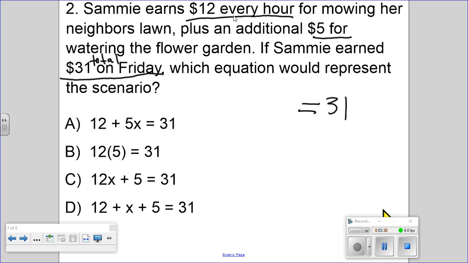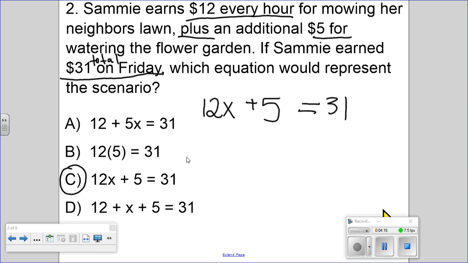So, because I don't know how many hours Sammy worked, I'm going to use a letter to represent the number of hours. I'm going to use the letter X, but I could also use a variable like H for hours. So if she earns $12 for every hour, that's like 12 times the number of hours, or 12 times X, which could just be written as 12X. But she also made plus an additional $5 for watering the garden. So not only does she get $12 for every hour she works mowing the lawn, she also gets an extra $5 for watering the flowers in the garden. So which equation best matches what we just showed? That would be choice C.